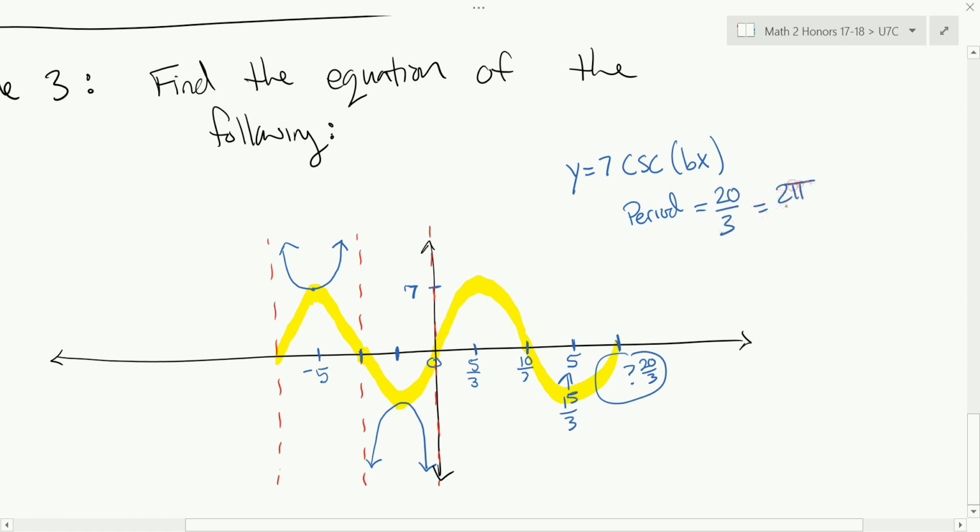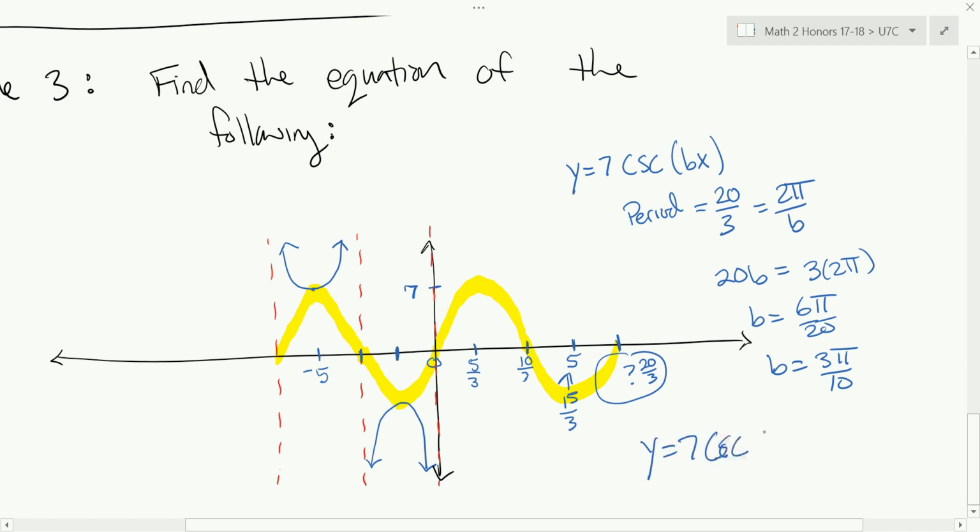which is 2 pi over b. And so we can cross multiply and get 20 times b is 3 times 2 pi. And divide by 20 and get b is 6 pi over 20. Reduce that and get b is 3 pi over 10. So our answer should be y is 7 times the cosecant of 3 pi over 10 times x.